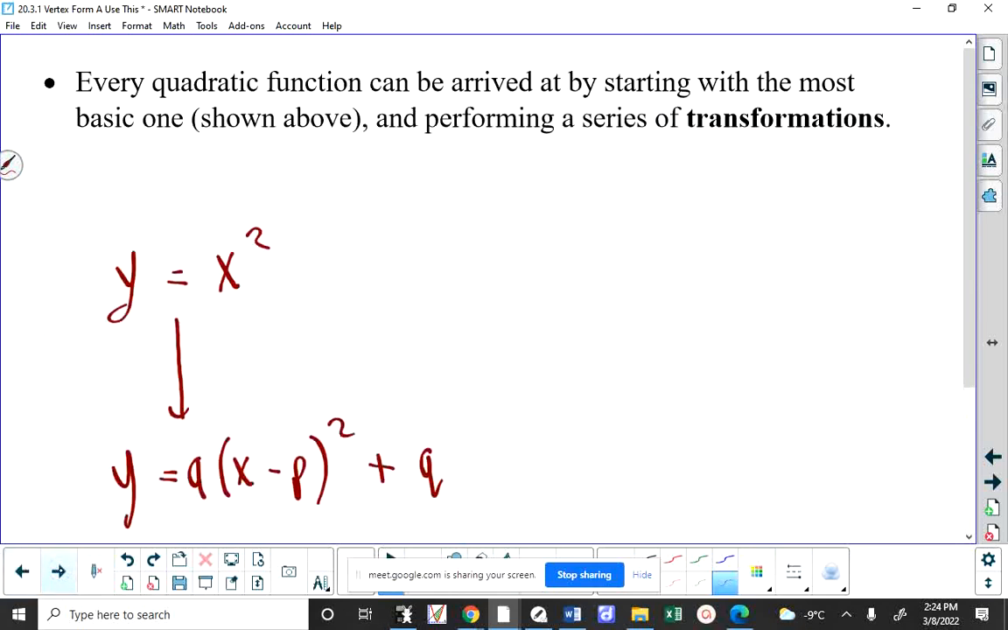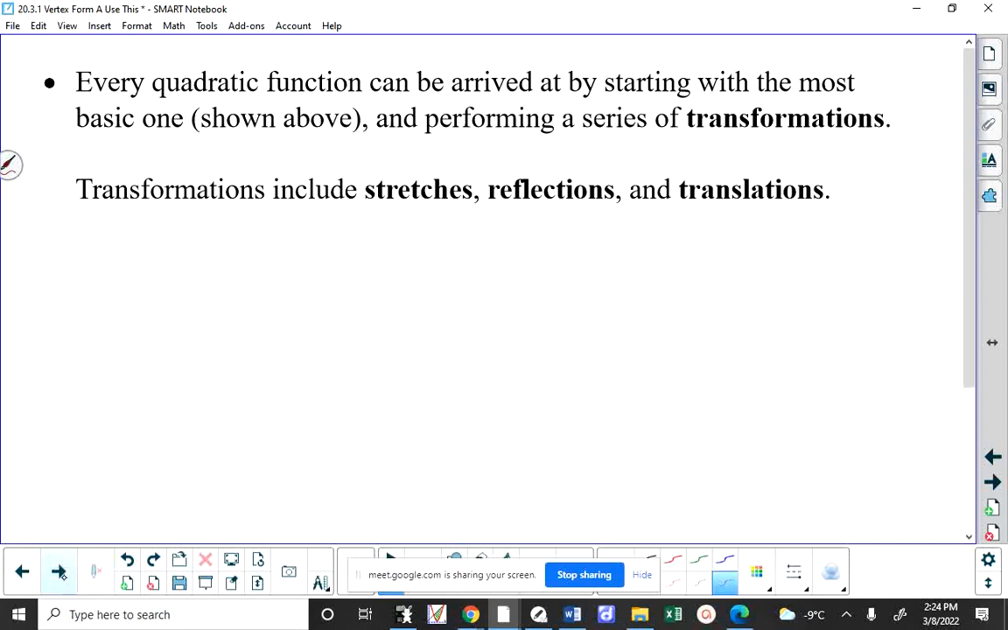Those changes are called transformations. So a, p, and q are responsible for changing the original function of y equals x squared. There are three types of transformations that we are going to learn about today. One is called a stretch. I'm going to pause there and make sure you understand something. In mathematics, a stretch does not mean to make bigger necessarily.